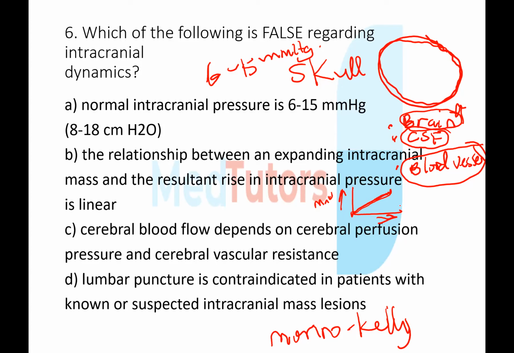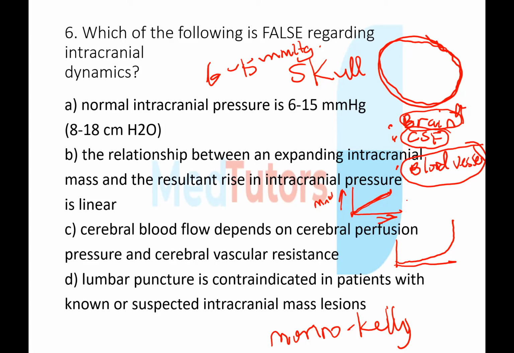Initially, the curve will not be a linear curve. It will go like this. It tends to balance until the displacement exceeds the pressure that can be maintained. It keeps on displacing, adjusting the intracranial pressure until it gets to a limit where it cannot. So it is not a linear relationship because of what we explained earlier.